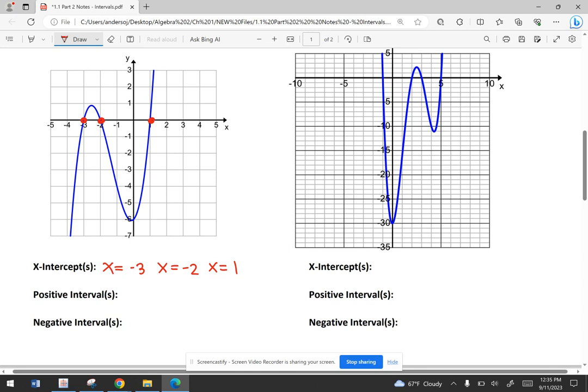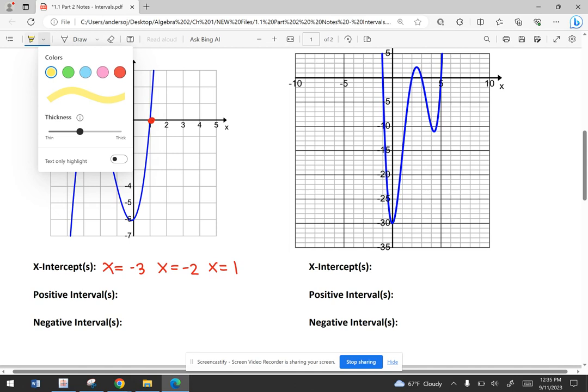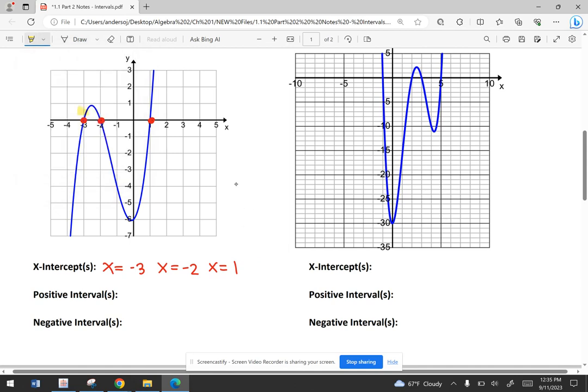Okay? All right, so let's go ahead and let's look at above the x-axis. Above and above the x-axis. We'll mark below the x-axis. Below and below the x-axis. So with these intervals, I have 2 sections of yellow, and I have 2 sections of green.